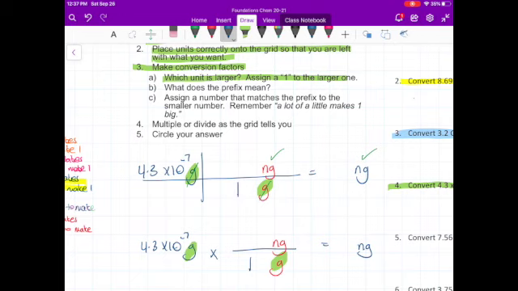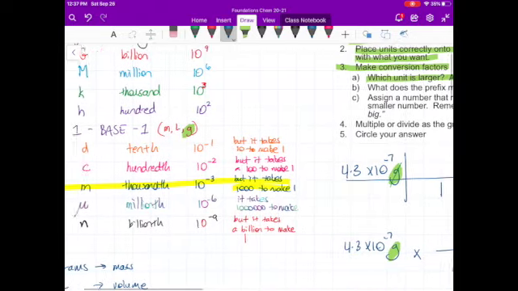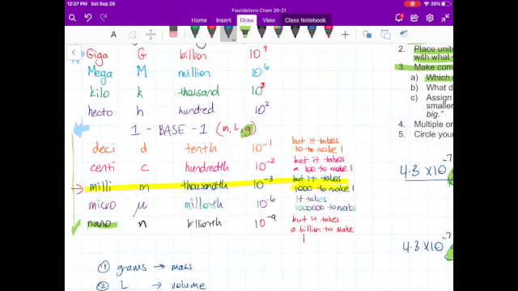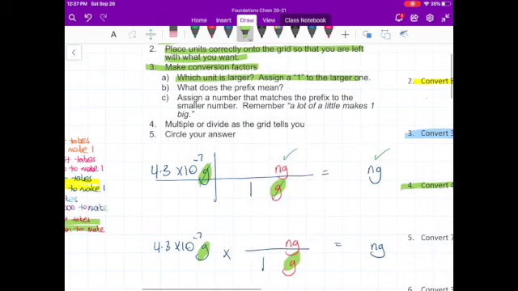Okay, now we need to look at our prefix, nano. Well, it says right here, nano means billionth, but it takes 1 billion to make 1. Okay, and this is where students fall in a trap. They're like, oh, she told me nano is billionth, and then they write 10 to the minus 9. Okay, nano means billionth, but it takes a billion billionths to make 1. So you're going to have to use a positive exponent because it takes a billion billionths to make 1.